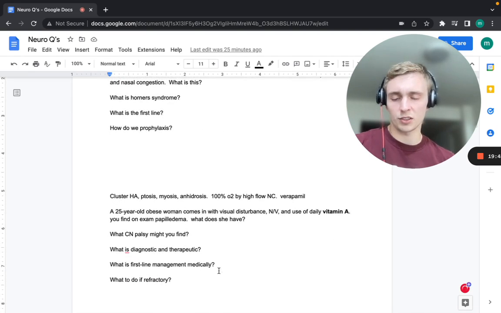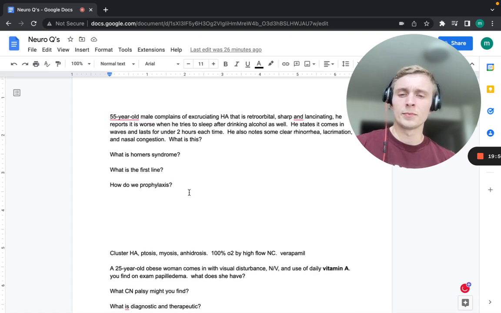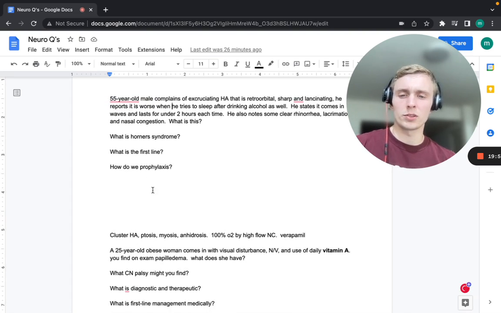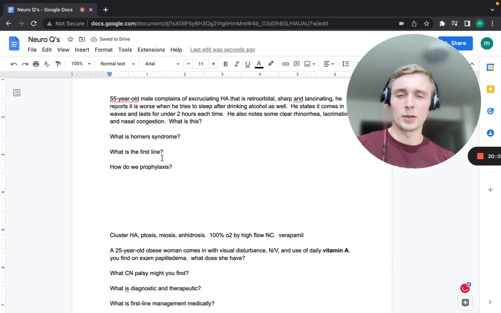So of course, this is a cluster headache. And in the vignette, we often see clues like 55-year-old male, way more common in males. So cluster headache, Horner syndrome is ptosis, miosis, and anhidrosis. The first line treatment, we need to hook them up to 100% O2, and that's on high flow nasal cannula, so like 6 to 12 liters nasal cannula, 100% oxygen, first line treatment. And prophylaxis, that's going to be verapamil for cluster headaches.